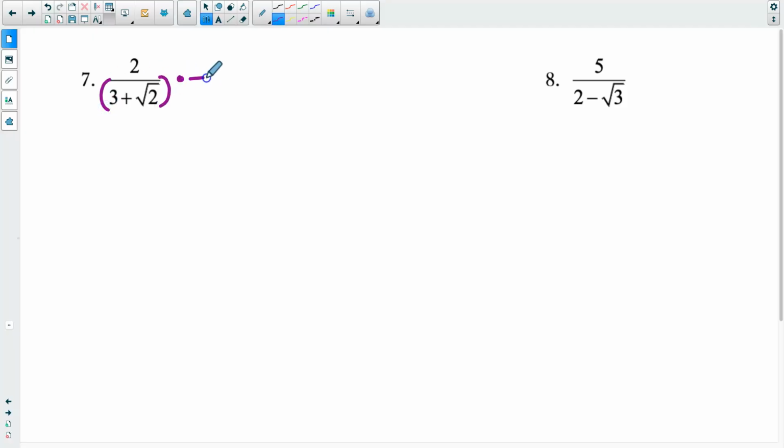Notice I put a lot of parentheses here. You should too. I told you the same thing in chapter 3. Put lots and lots of parentheses. Don't do anything without parentheses. We want one. So we're going to use the conjugate, which means we are going to have 3 minus square root of 2.